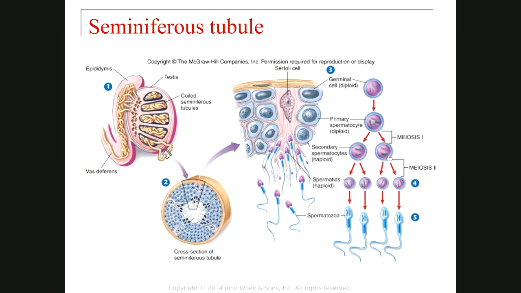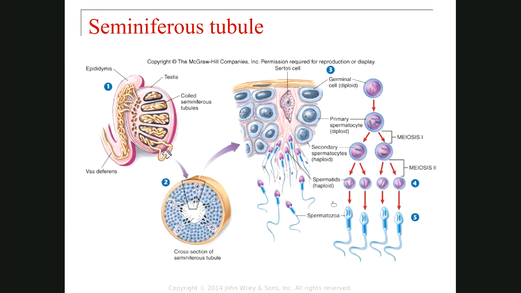The secondary spermatocyte is a haploid cell. It contains 23 chromosomes, but each of these 23 chromosomes contains 2 chromatids. So we need to do the next step of meiosis, and by the next step of meiosis, we have a haploid cell which contains 23 chromosomes. Each chromosome contains 1 chromatid, and it's ready to make the sperm.